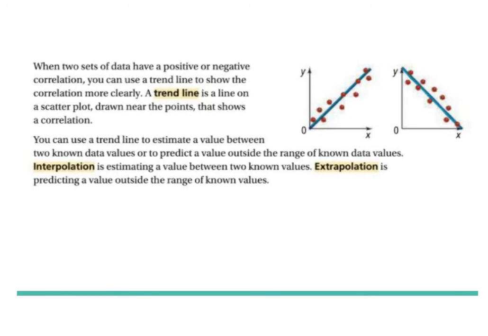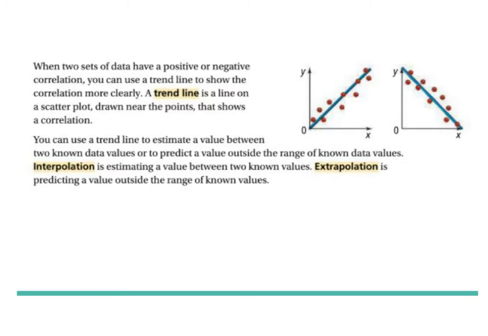When two sets of data have a positive or negative correlation, you can use a trend line to show the correlation more clearly. A trend line is a line on a scatter plot drawn near the points that shows a correlation. You can use a trend line to estimate a value between two known points or to predict a value outside the range of known data points.